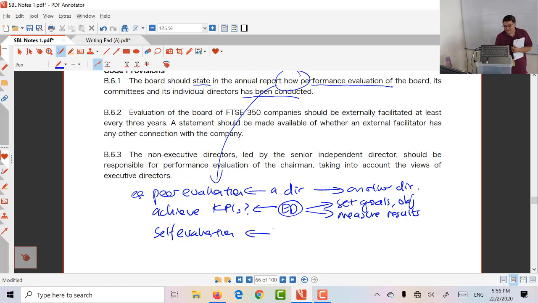So you can be more reflective, all right? More reflective to see what you have been doing as part of your role as a director or as a committee member, whether you fulfill the criteria or not.